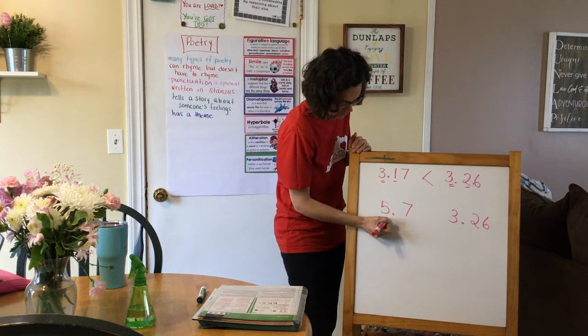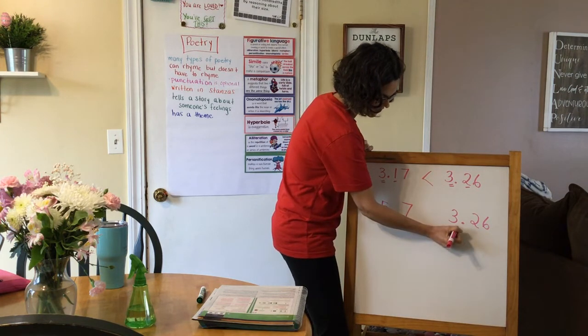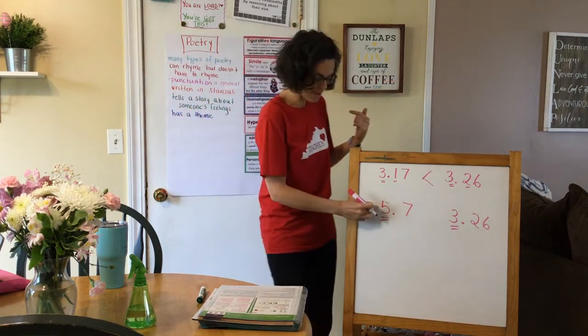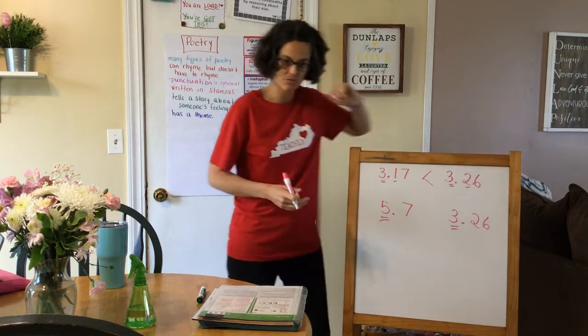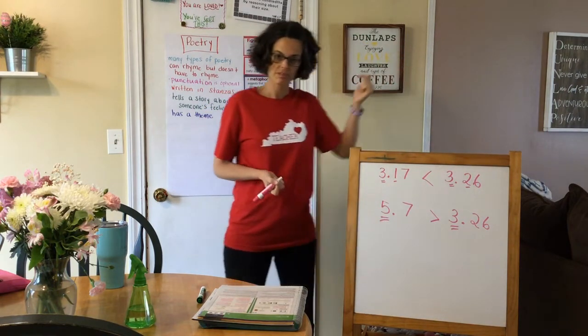First look at your whole number. What's my whole number on this side? 5. What's my whole number over here? 3. That's it, I'm done. Because I know right away that 5 wholes is more than 3 wholes. I don't have to worry about the other stuff that's written here. I know that 5 is bigger, so I can just say, boop, greater than.